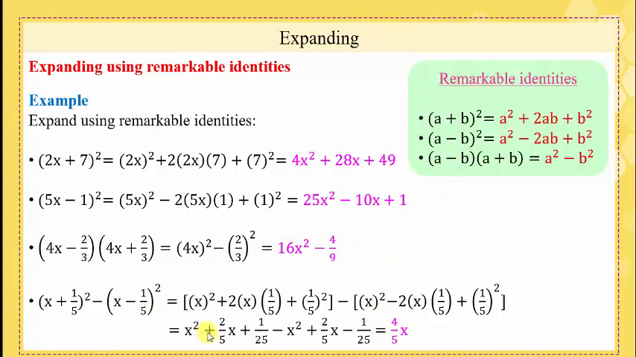Equal x squared plus 2/5 x plus 1/25. We multiply here by minus to get minus x squared plus 2/5 x minus 1/25. And then we reduce the like monomials to get 4/5 x.